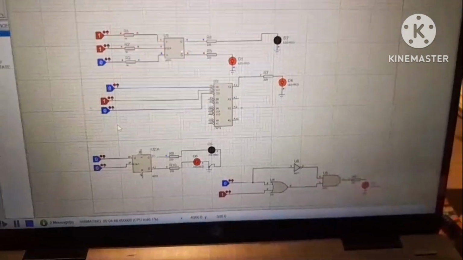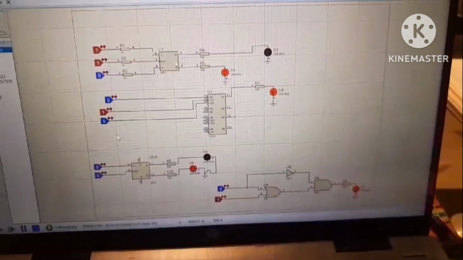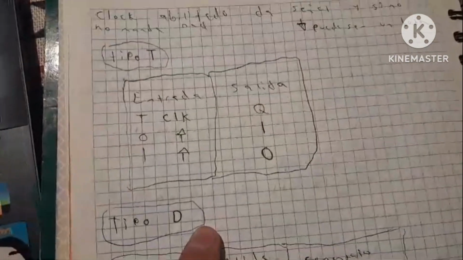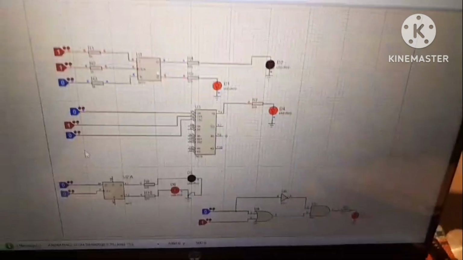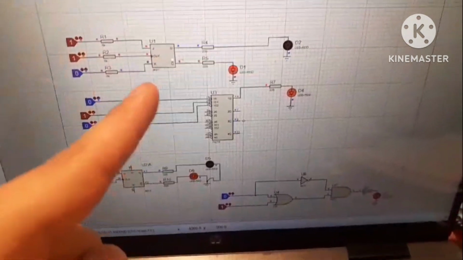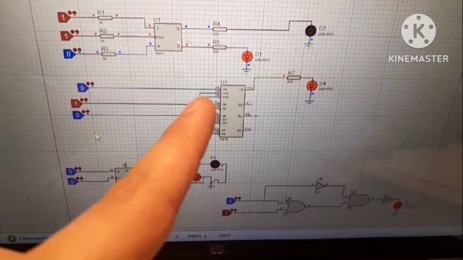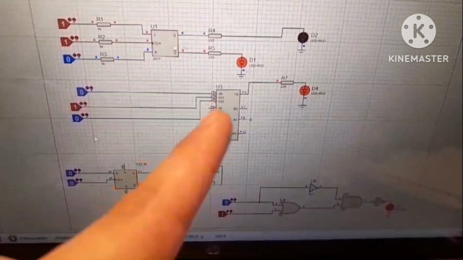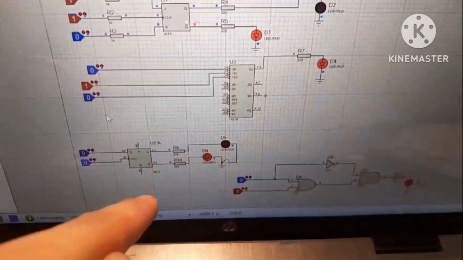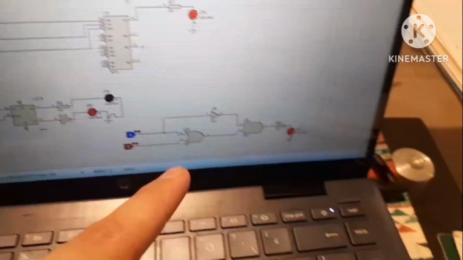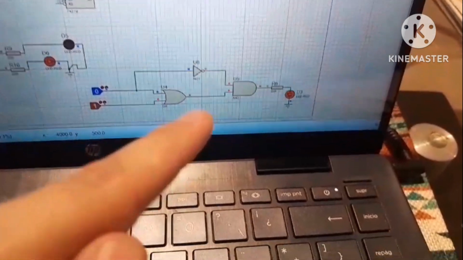Well, now we are going to check how the flip-flops work. First, we have the flip-flop type T. As you can see, we have organized the flip-flops. Firstly, we have the flip-flop JK. Second, we have the flip-flop set reset. After that, we have the flip-flop type D. And finally, we have the flip-flop type T.